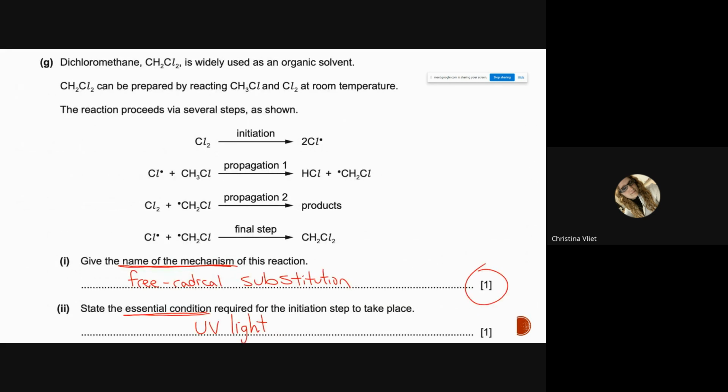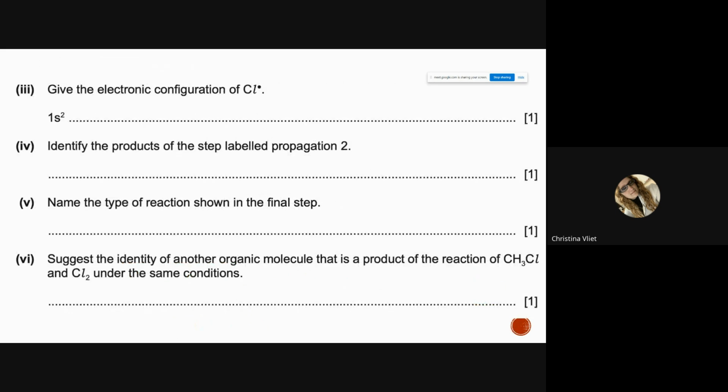Oh, this is a fun one. Give the electron configuration of Cl dot. Isn't that just regular chlorine? It is just regular chlorine. It's chlorine that has not gained an electron. It is radicalized chlorine, but it is standard chlorine, just not in its standard state. So how would we write the electron configuration? 1s2, 2s2, 2p6, 3s2, 3p5. Perfect. And that's a mark.